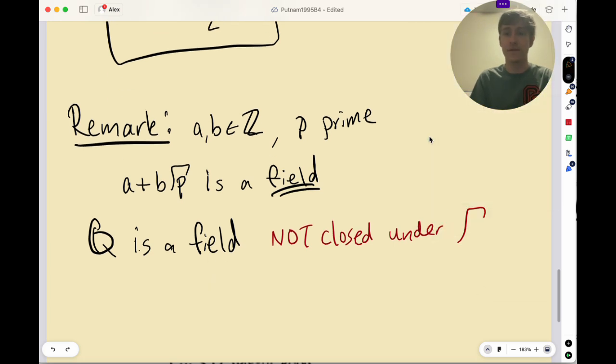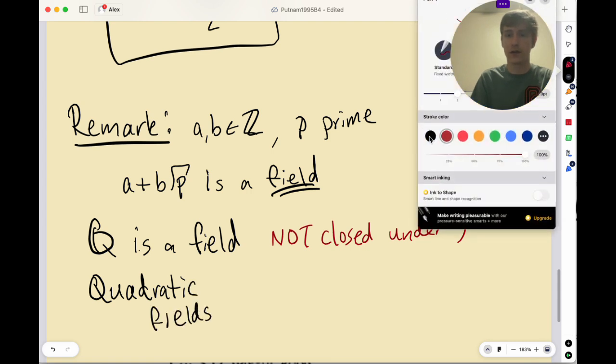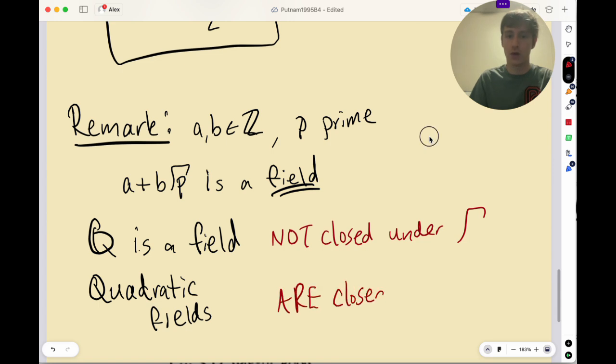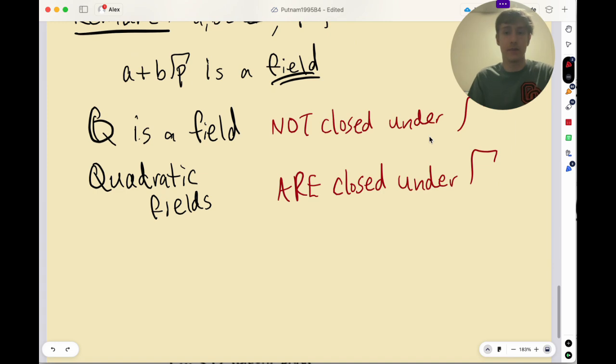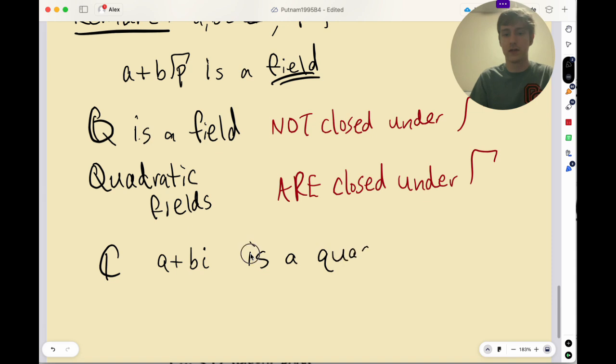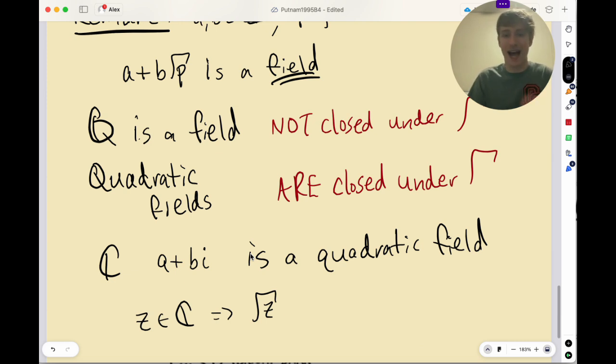However, there is a subclass of fields called quadratic fields. Okay, and these quadratic fields, which are very small in number, are closed under square roots. So this is not a quadratic field, but I will give you a really cool example of a quadratic field. The complex numbers, which are the numbers of the form a plus b times the square root of -1, or a plus bi, this is a quadratic field. Which means that if you have some complex number z, the square root of z, you can write that in the form a plus bi. So that's just a really cool property of the complex numbers.